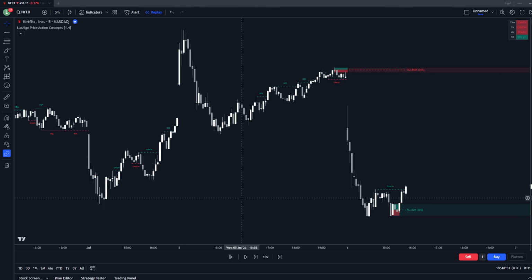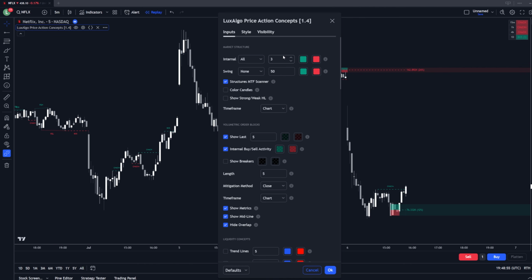So for that, we're going to be using an even more reactive market structure setting as 3 right here from within the indicator. Okay, so we're going to see these labels a lot more frequent, and they're going to help us confirm the trade setups a lot better than the typical default of 5.